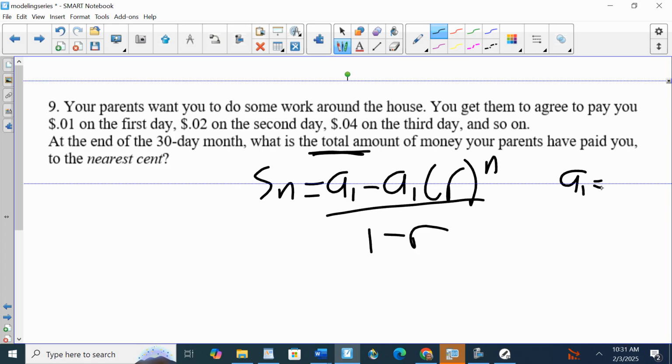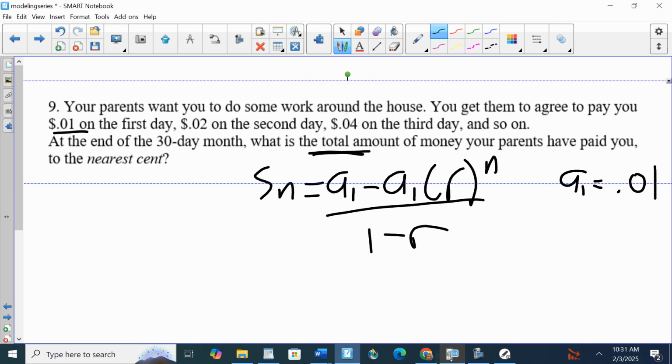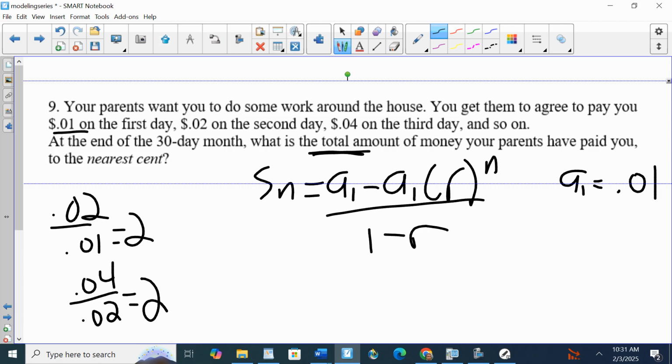A1, the first day, is 0.01. And it's not a percent here. It just goes back to what we've been doing from the beginning of the unit. If they give you a sequence, since I know it's geometric, to find the common ratio, I divide. So I'm doing 0.02 divided by 0.01. That's 2. I'm doing 0.04 divided by 0.02. That's 2. So my R is 2.